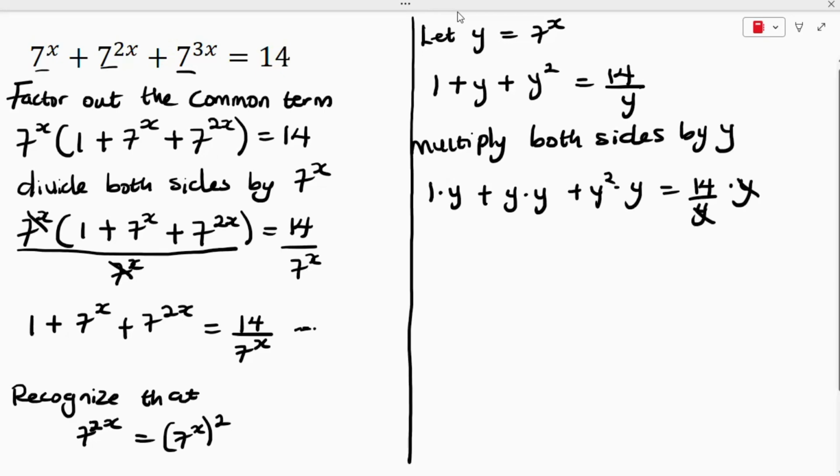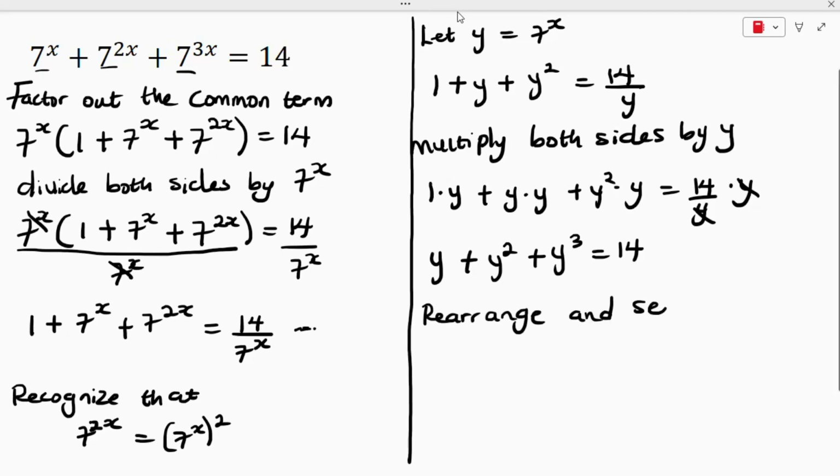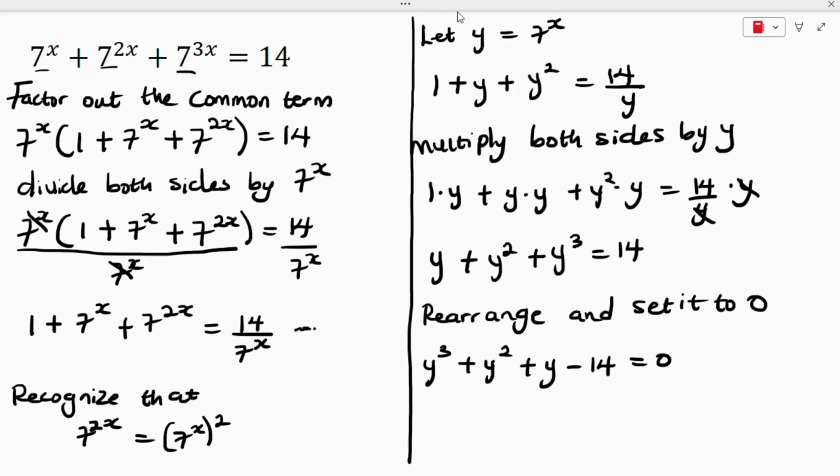So this is going to cancel out this, and we have 1 multiply y is y, plus y multiply y is y squared, plus y squared multiply y is y cubed, is equal to 14. So we have this right here. The next thing we want to do is to simply rearrange and set it to 0. We have y cubed plus y squared plus y minus 14 is equal to 0.